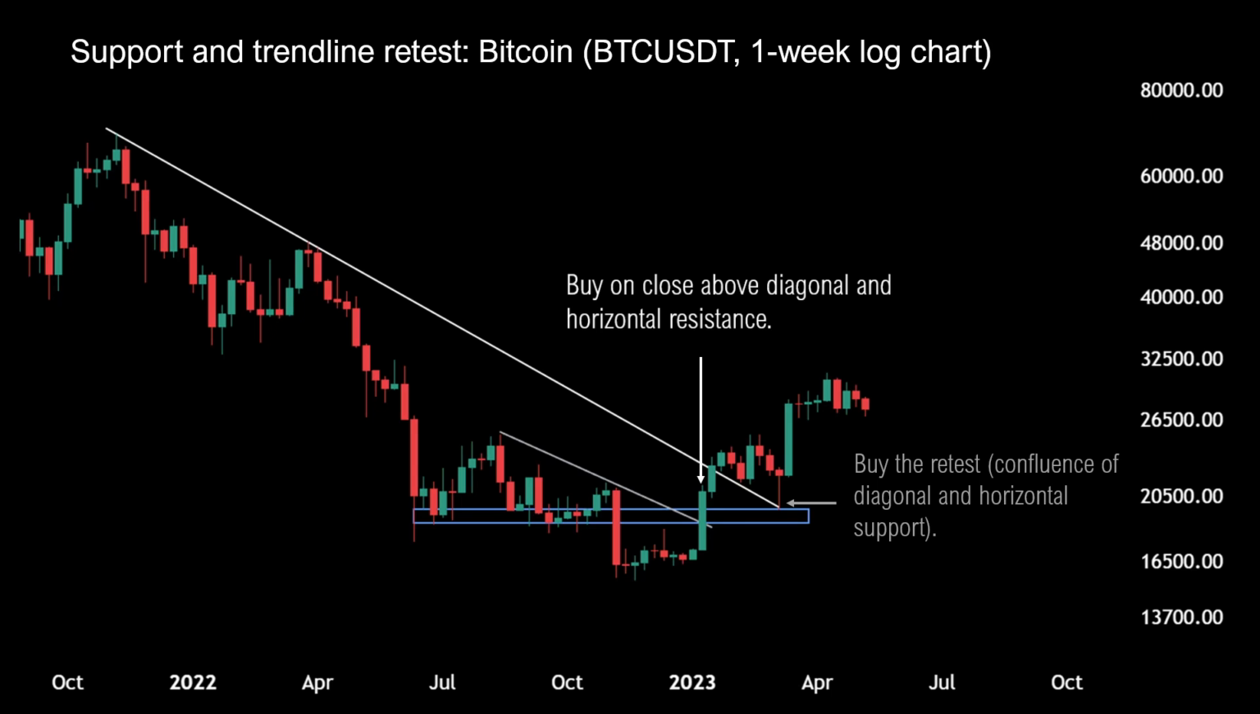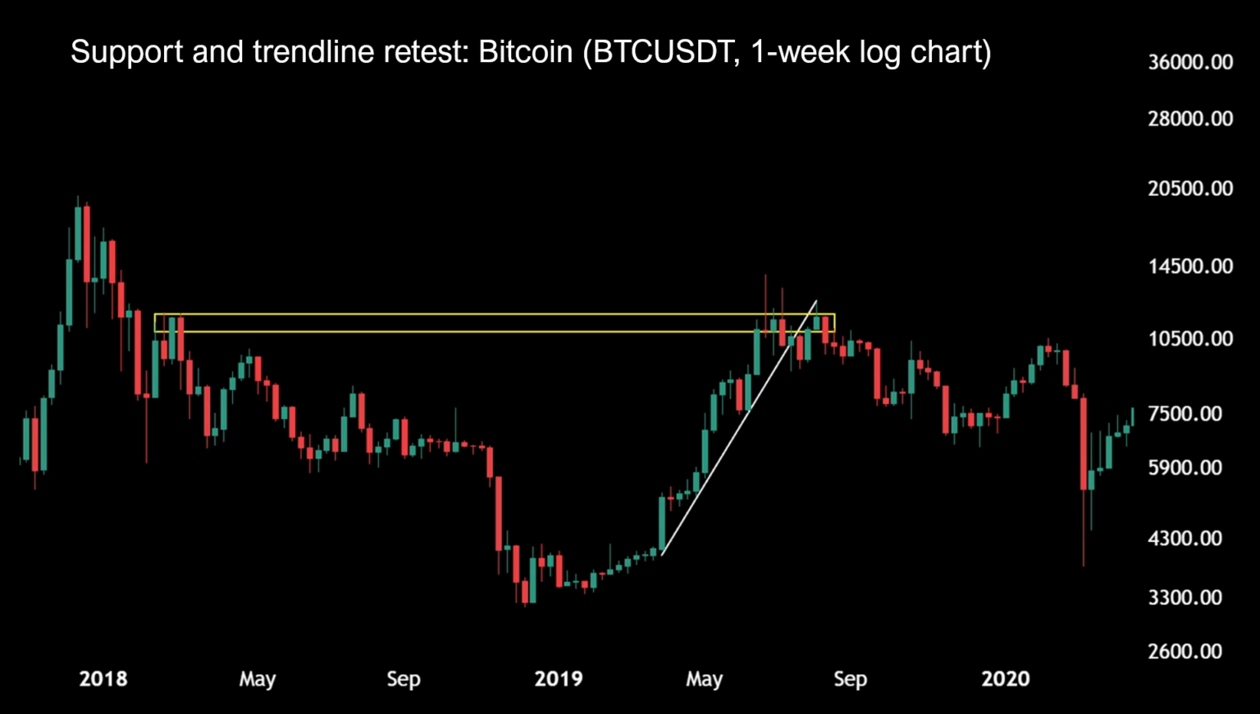And here's an example of this on the bearish side. Here, Bitcoin got rejected at both the horizontal support box and the diagonal trendline retest in white. This was a pretty good time to go short, if you ask me.